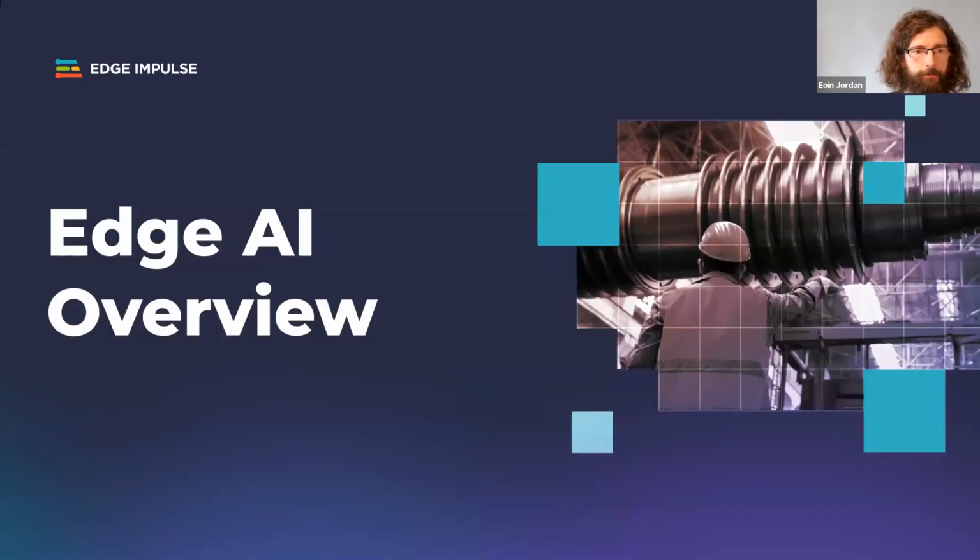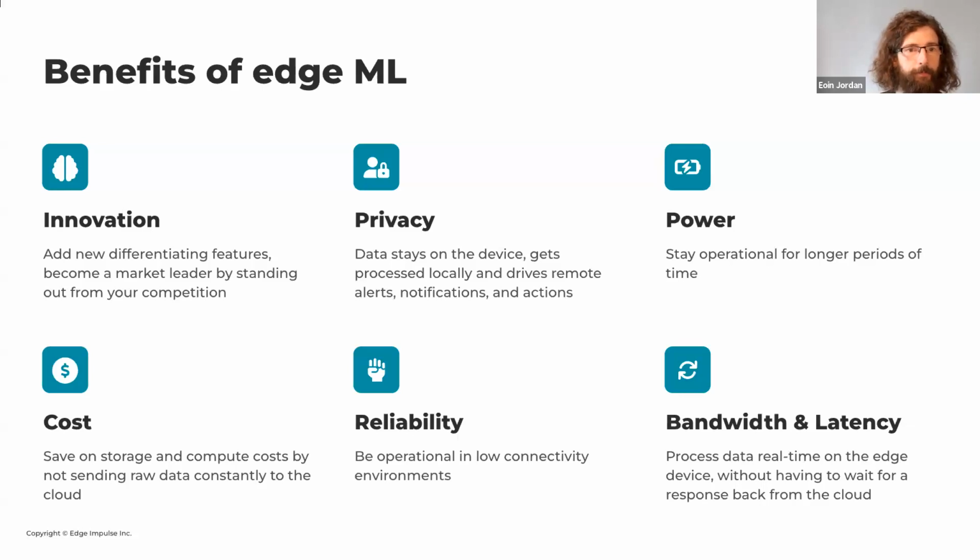So Edge AI, let's have a quick overview, starting with the benefits of Edge ML. First of all, the types of innovation that we're able to apply at the edge are far greater than what we would have had in rule-based logic. And then some of the issues with IoT are addressed by Edge ML, such as privacy, power consumption, cost associated with network, and reliability, bandwidth, and latency.